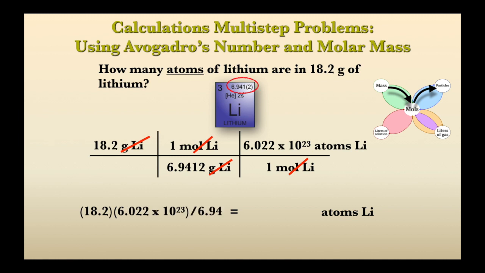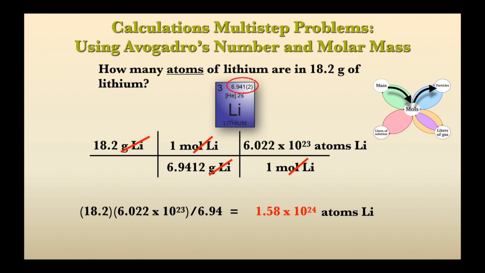I'm showing you the easy method. There is a faster way, but this is the easy one, with the least amount of thought: you take all the top things, multiply them, and then divide that by all the bottom things. In this case we would get an answer of 1.58 times 10 to the 24 atoms of lithium.